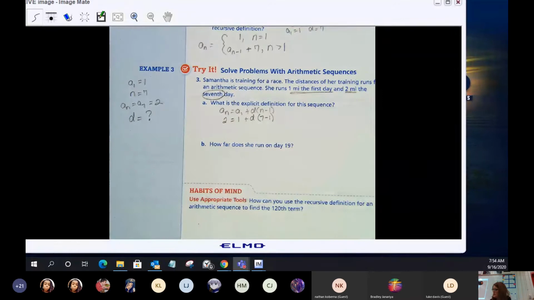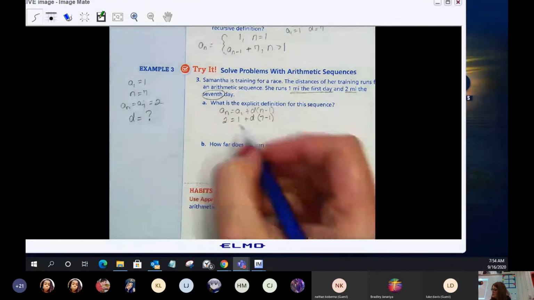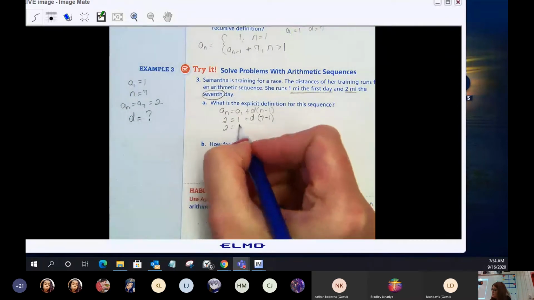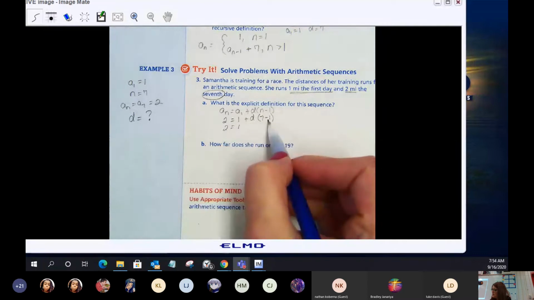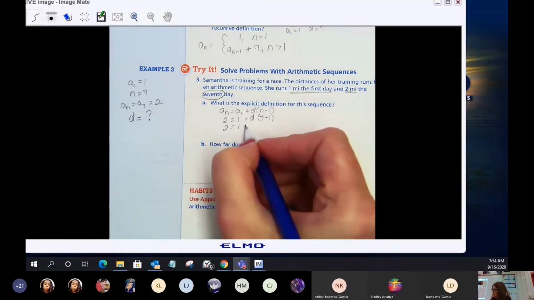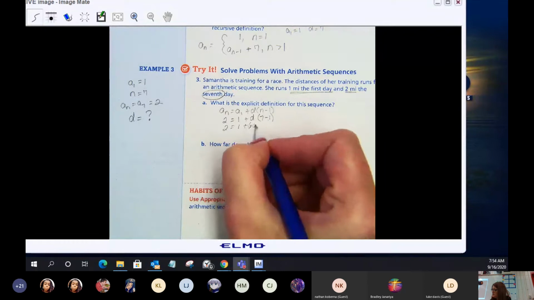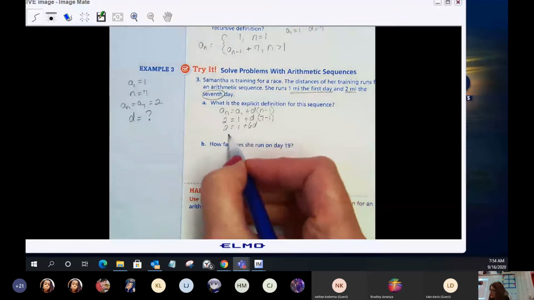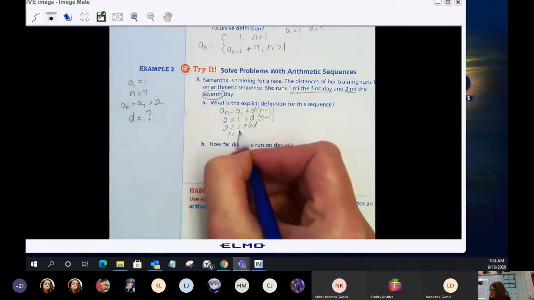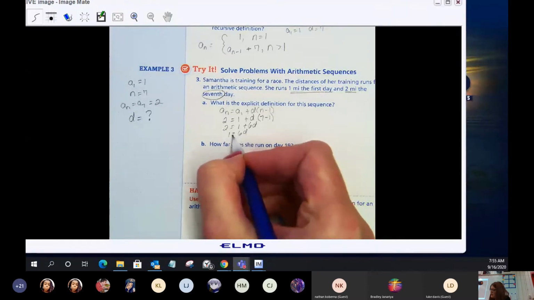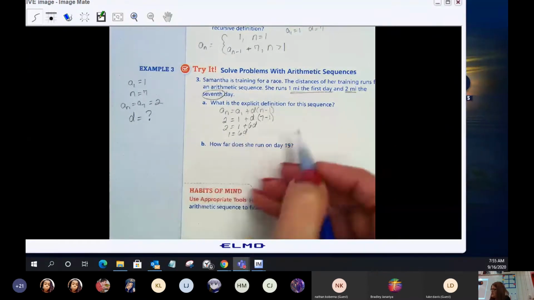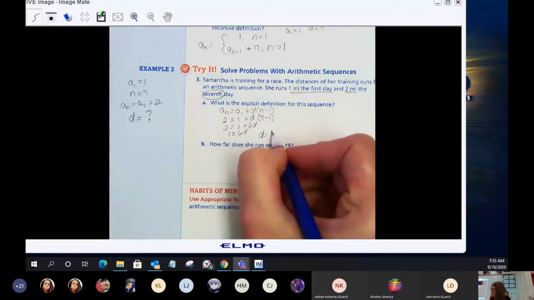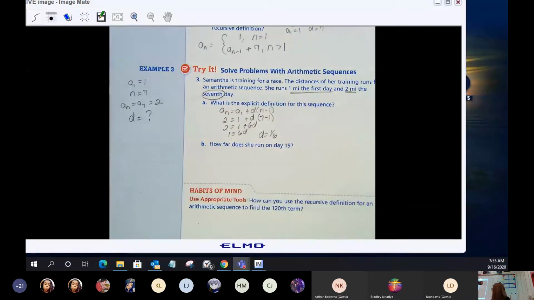And now let's just go ahead and solve for d. I'm going to get 2 equals 1 plus, 7 minus 1 is 6, 6 times d is 6d. Okay, we're going to subtract 1 from both sides, and I'm going to get 1 equals 6d. And then I'm going to divide both sides by 6. I get d equals 1/6.